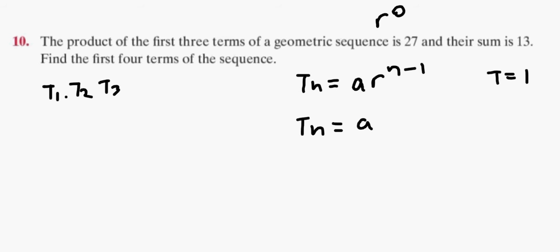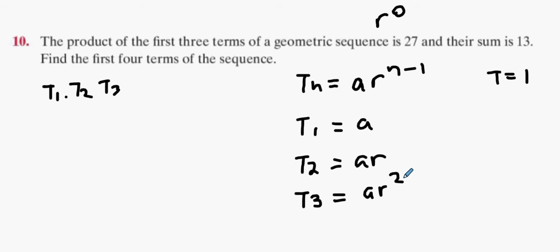Can anybody tell me what T2 would be then? T2 would be AR, because n is 2. And T3? AR squared. It's just whatever term you're given, it's one power of R less than that. T100 would be AR to the power of 99.